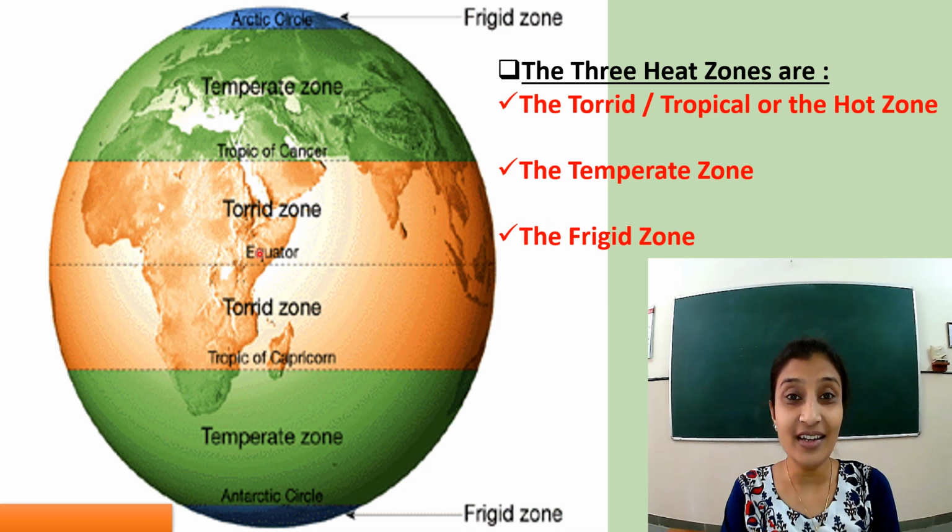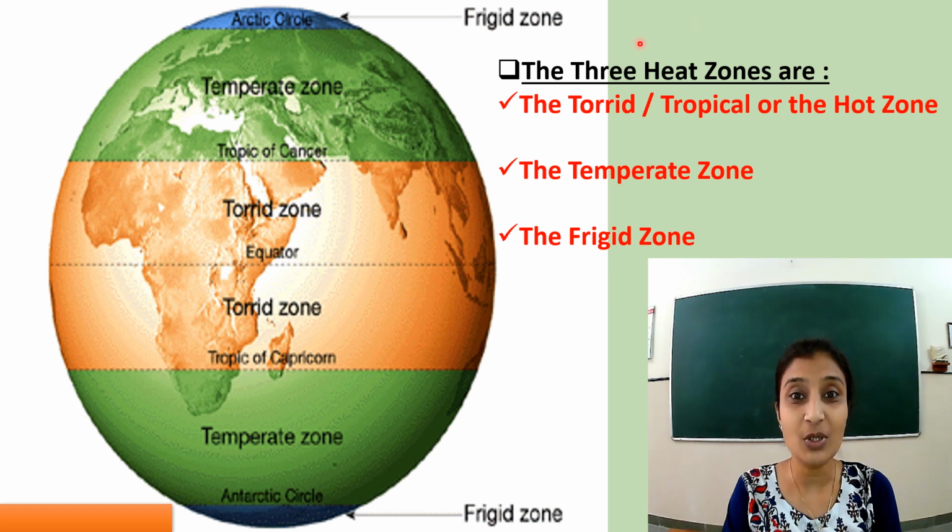Look here, children. We have studied about the three heat zones, namely the torrid zone or the tropical or the hot zone. Then we have the temperate zone and then the frigid zone. Look at this orange part, children. Which zone is it? Yes, it's the torrid zone. Torrid means very, very hot.